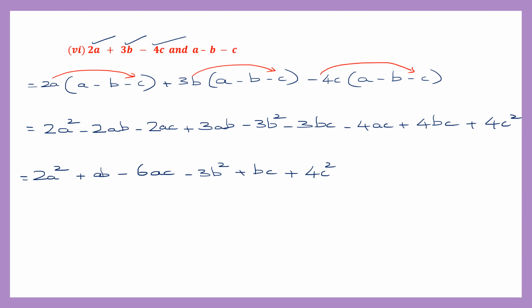So we have a final answer now. Let's read out our final answer. 2a square plus ab minus 6ac minus 3b square plus bc plus 4c square.